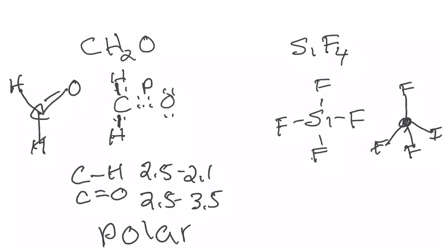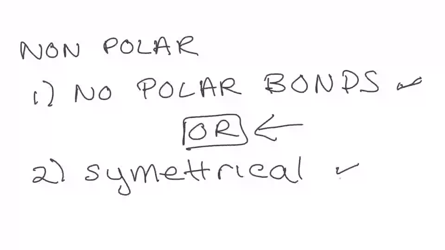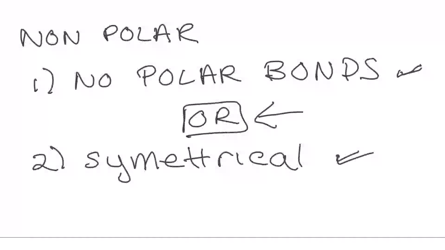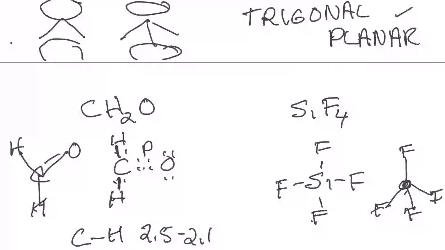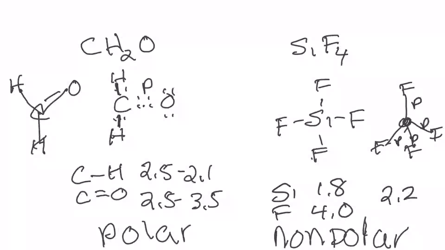Well, out of curiosity, I could stop there because I now know it's nonpolar. Why? Because I don't have to have both. I have symmetry, so I don't even have to look at the polar bonds, but I'm just going for the fun of it, because aren't we having fun? So Si is 1.8 and F is 4.0. So the difference is 2.2. And so these are polar bonds, but it is not a polar molecule because it is symmetrical. One side is not different than the other side.